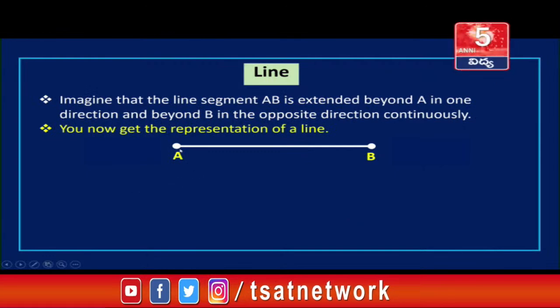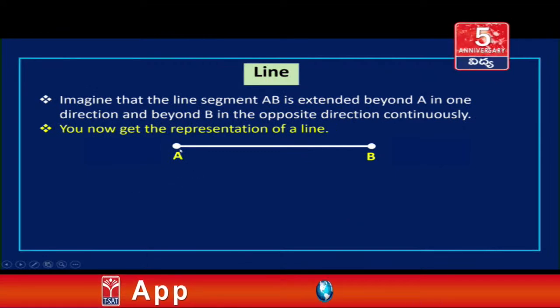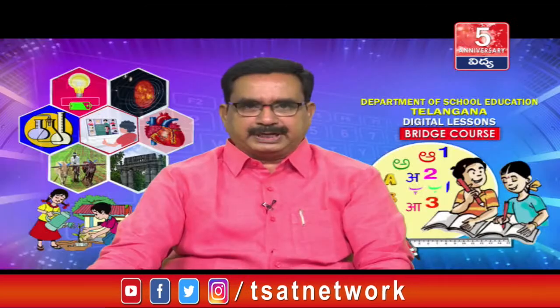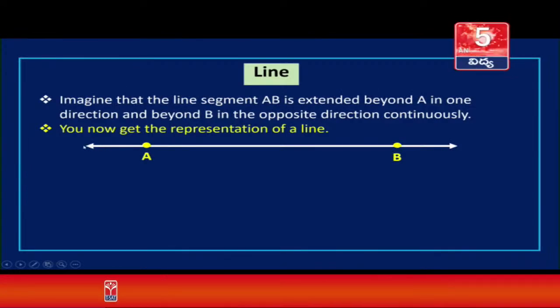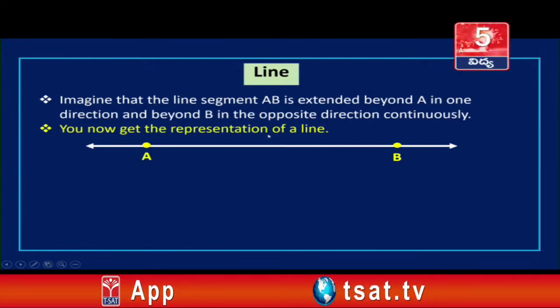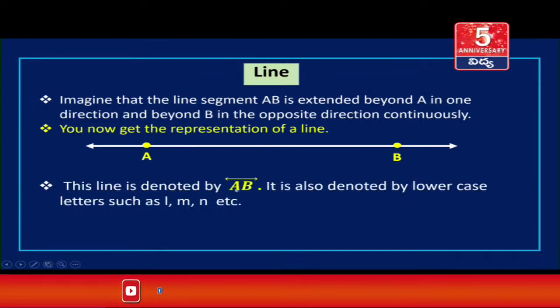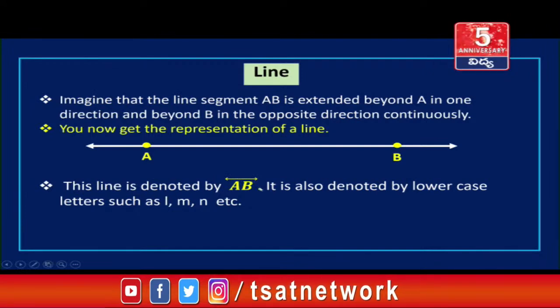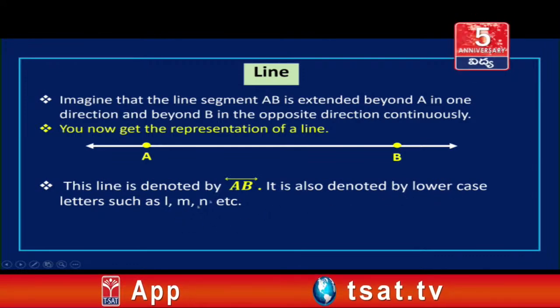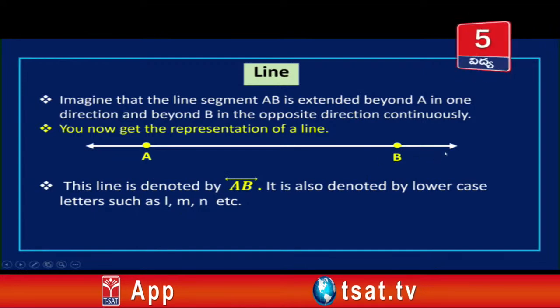Imagine that the line segment AB is extended beyond A in one direction and beyond B in the opposite direction continuously. AB is a line segment. In this figure, you can observe A extended to this side, B is also extended to this side. You now get the representation of a line. This line is denoted by AB. You can write the symbol of line. It is also denoted by lowercase letters such as small l, m, n, etc.